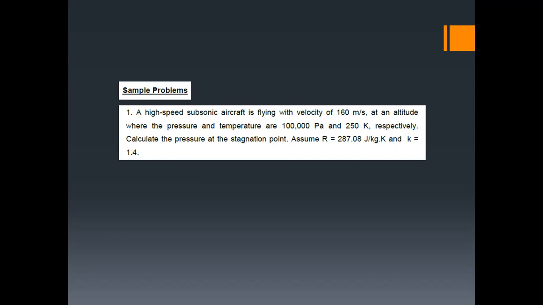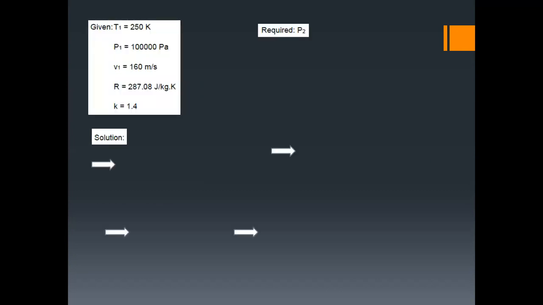Assume that your gas constant is 287.08 and your specific heat ratio is 1.4. So, that's dry air. Okay? First, let's list what we have: temperature, pressure, velocity, gas constant, and specific heat ratio. The required is the pressure at the stagnation point, which is your P2.